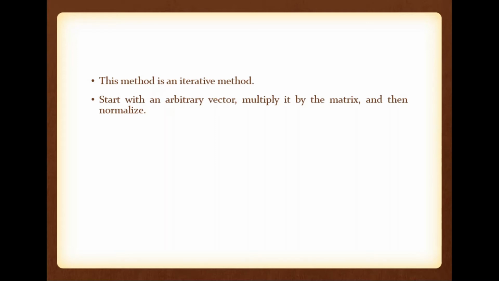So, we can start from any arbitrary vector. Multiply that arbitrary vector by the matrix. Definitely we will have an output vector. So, matrix into vector will give an output vector. So, normalize that output vector. Normalize the output vector means take the largest value from that vector to outside. So, the remaining vector is the normalized vector.